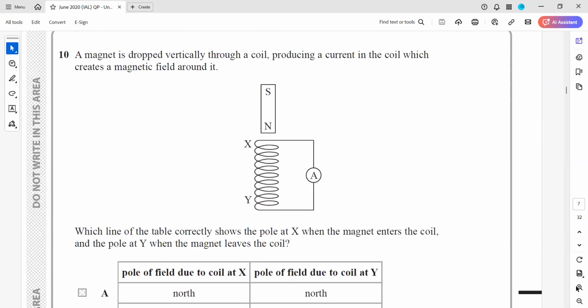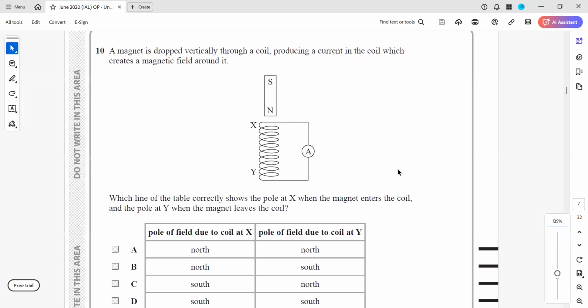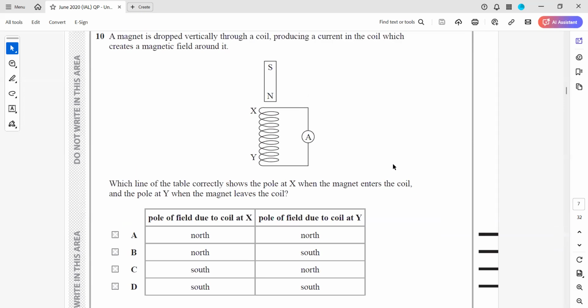Next, a magnet is dropped vertically through a coil, producing a current in the coil, which creates a magnetic field around the coil. According to Lenz's law, the EMF induced always opposes the change in the magnetic field. If the magnet is moving towards it, the coil will try to oppose. So this will be a north, this will be south. Which line of the table correctly shows the pole X of the magnet when it enters and pole Y when the magnet leaves? First, when the magnet enters, like poles will repel each other.